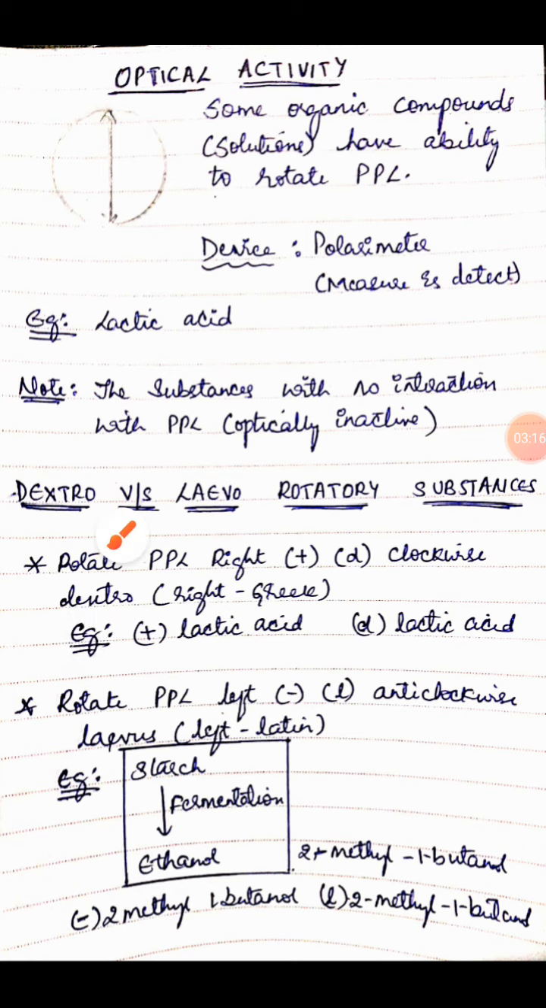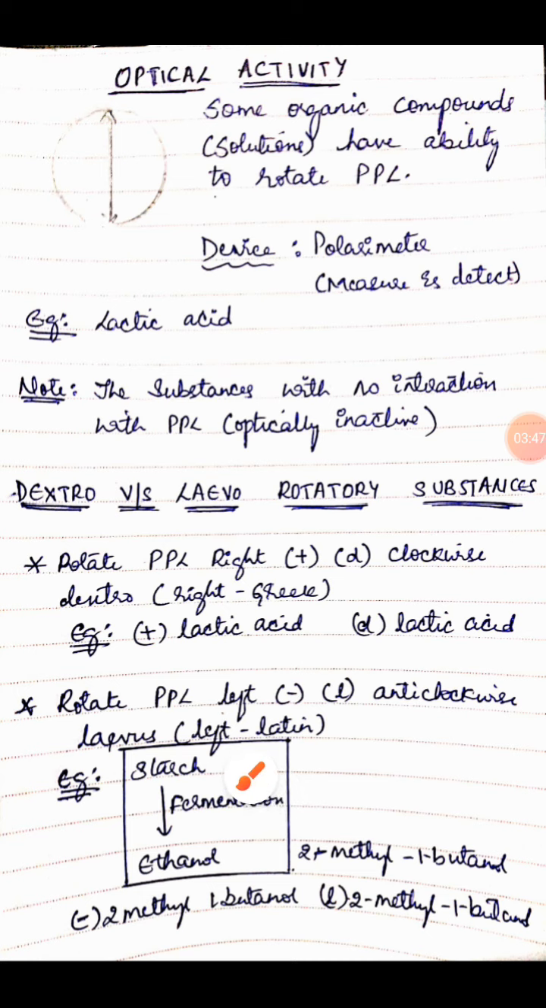Those substances which rotate this PPL to the right or clockwise are known as dextro, because in Greek dextro means right, and they are indicated by plus or small d. So an example is plus lactic acid or d-lactic acid. Those substances which rotate the PPL towards the left, that is in anti-clockwise direction, because laevus in Latin is left, are known as levo-rotatory and they are indicated by minus sign or small l.